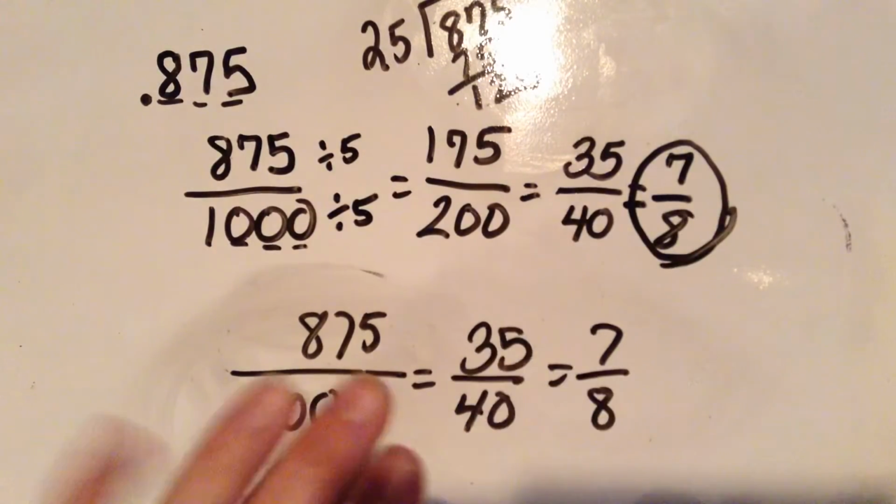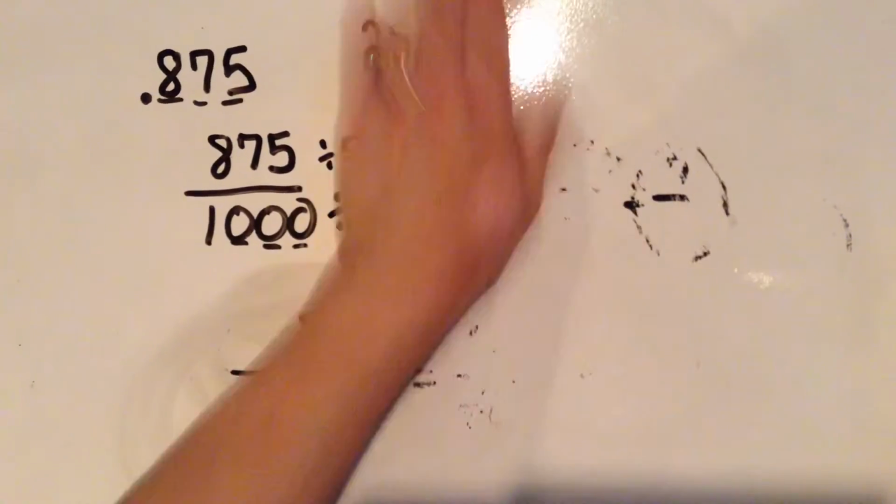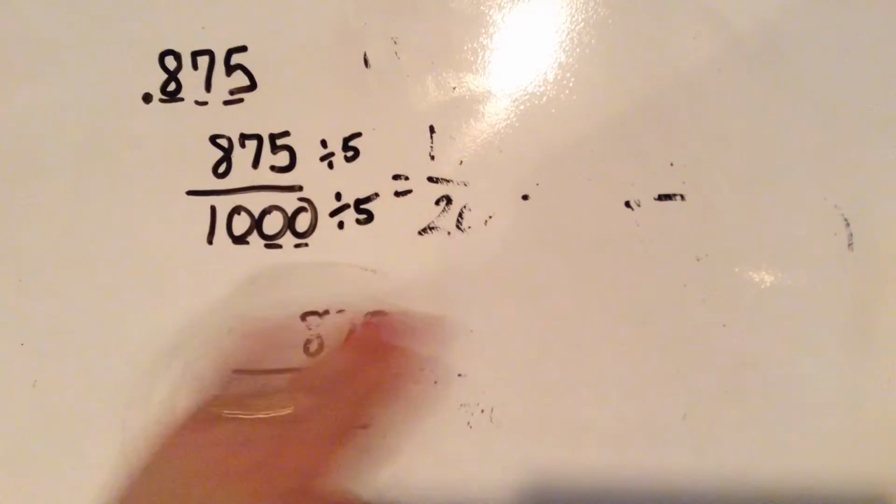It's just a couple extra steps. So basically I just want you to know when it ends in a 5 and a 0, you can divide by 5. Sometimes you can divide by 5 again and again.